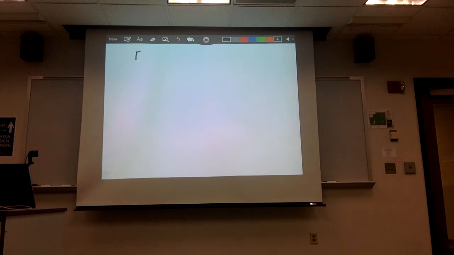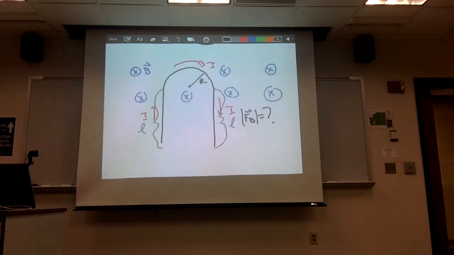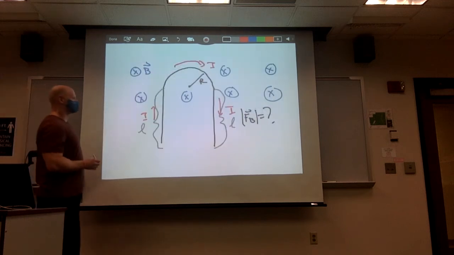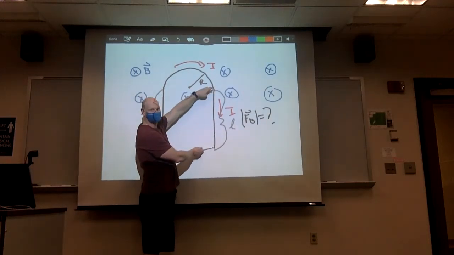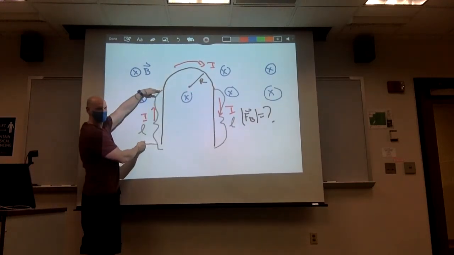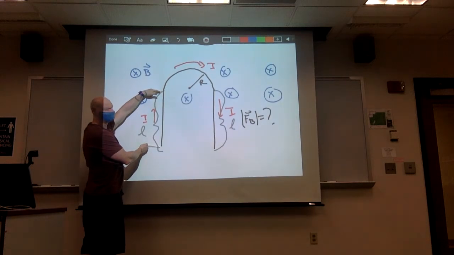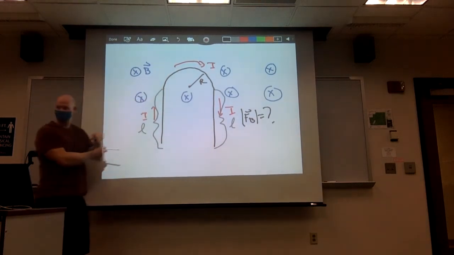In this case, I know the net force is going to be equal to the force on the left wire, plus the force on the semicircle, plus the force on the right wire. Now, let's go back. What else do I know? I also know that the force on this section of wire here is exactly the same as the force on this section of wire because the lengths of the wires are the same, which means the magnitude of the force is exactly the same.